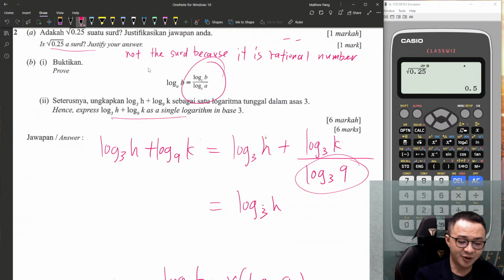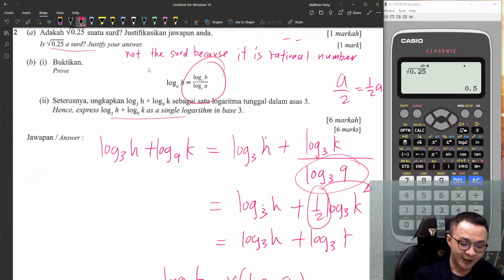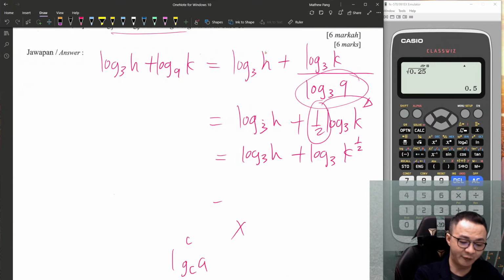So what happened is this one is divided by 2, right? A divided by 2 I can say is 1 over 2 a. So this is 1 over 2 log base 3 of k. So the 1 over 2 I can throw up to become a power. So this is log base 3 of h plus log base 3 of k to the power 1 over 2, which is square root k if you want to change it that way.